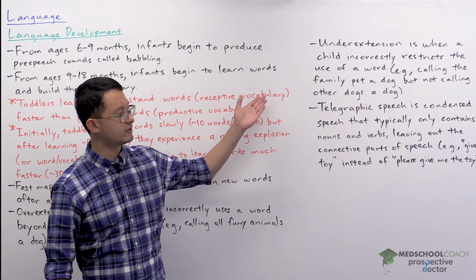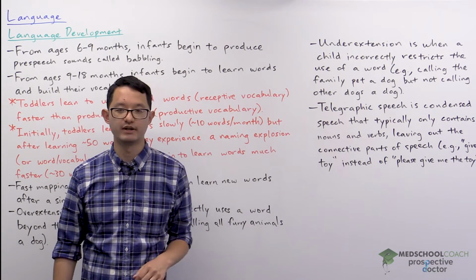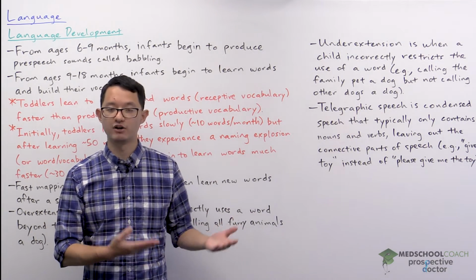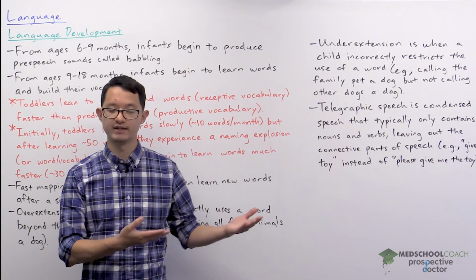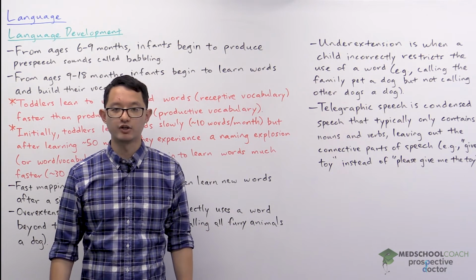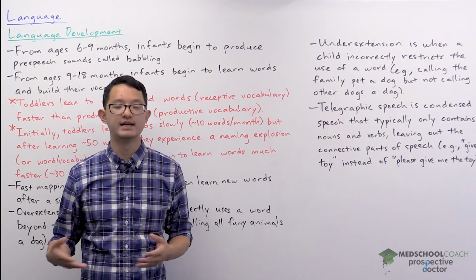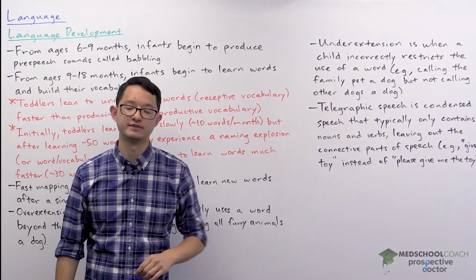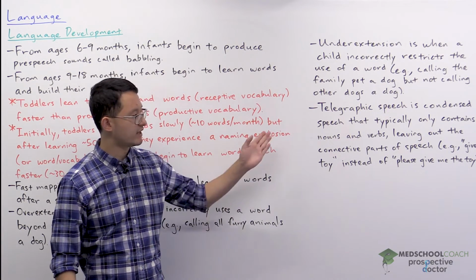Underextension is the opposite. This is when a child incorrectly restricts the use of a word. An example would be a child learning that their pet dog is called a dog, so they call their pet a dog. However, when the child goes outside and sees other dogs, they don't call those dogs a dog. That is underextension.